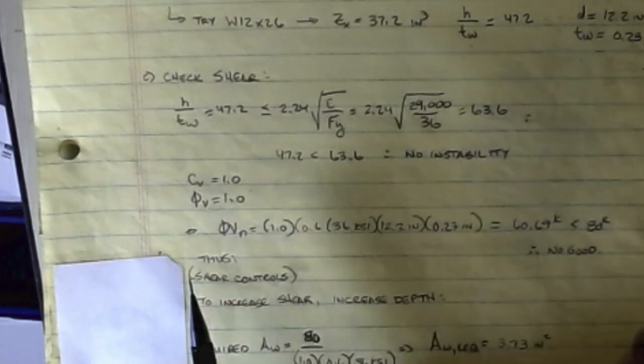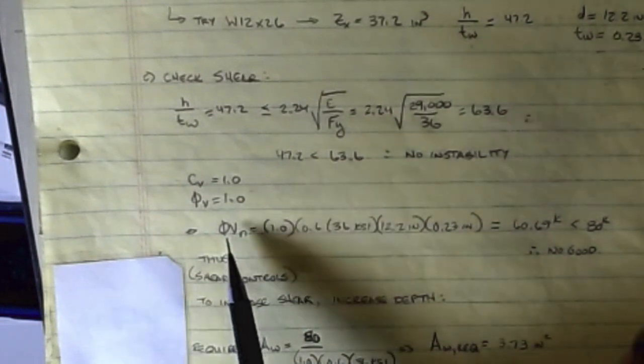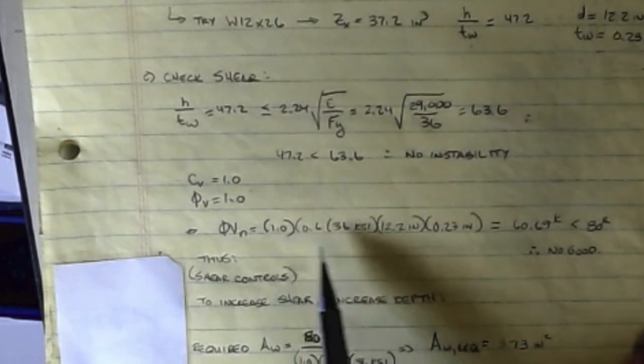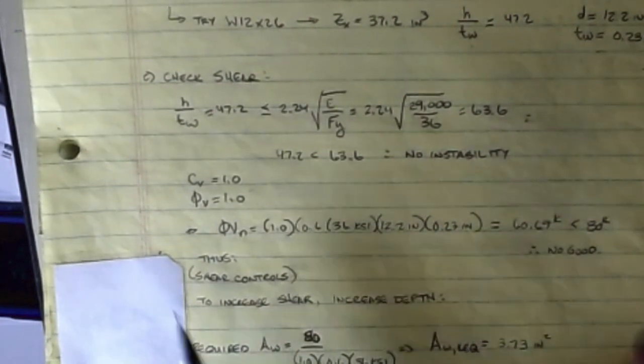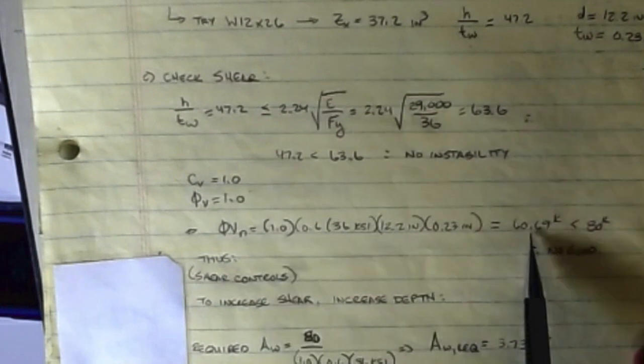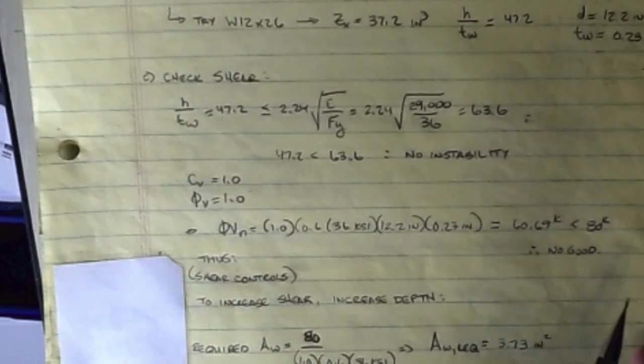Okay, and this will be, like I say, the vast majority of times in standard I-beams, that's the criteria that will happen. So once I do that, then I can calculate my nominal shear capacity, and that's 1.0 times 0.6 times Fy times d times tw. And if I plug all that in, you'll see that the capacity of that beam is 60.7 kips. And that's less than the 80 I need, so therefore we're no good. Okay, so that's a problem.